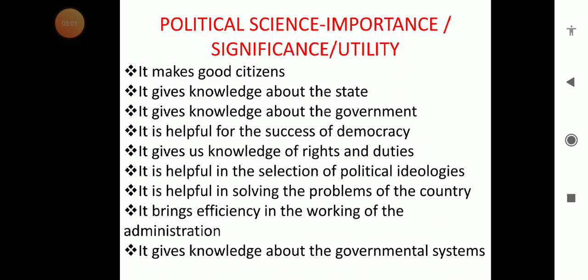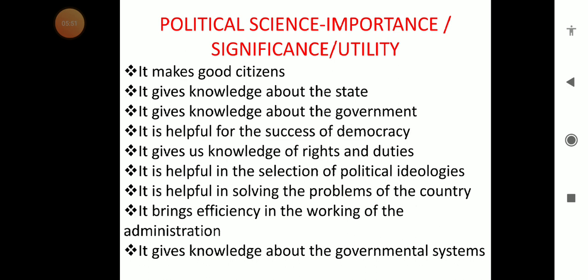Let's move to the third point, it gives knowledge about the government. As we know, the state has four essential elements. Out of that, government is one of the essential elements, right? And the common man should have knowledge about the government also. Generally, a common man does not differentiate between the state and the government. He takes both as the same, but it is not so. The government is an organ of the state, right? A machinery of the state which runs the state activities on behalf of the state, on behalf of the people.